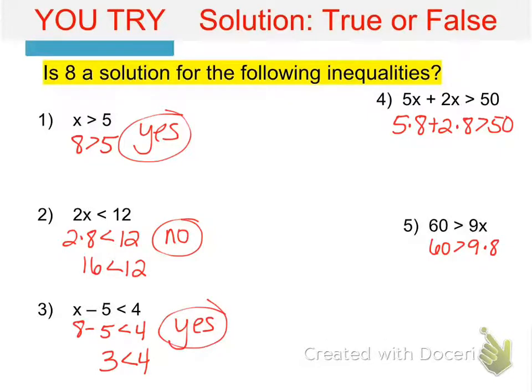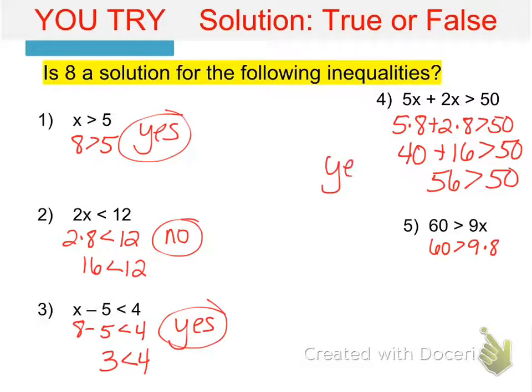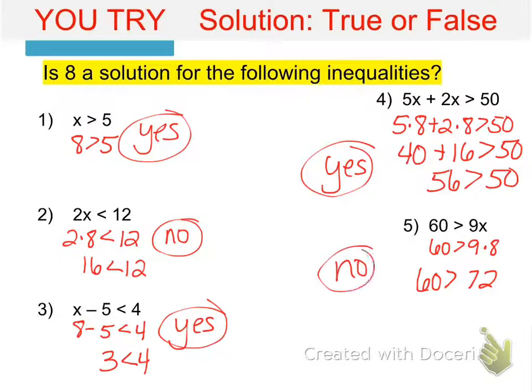Okay, and then the next one, 5 times 8 is 40, plus 2 times 8 is greater than 50. 40 plus 16 is 56. Is that greater than 50? So yes. And number 5, 9 times 8 is 72. 60 is greater than 72. Is that a true statement? No. Okay, you got it? All right, let's go to the next thing.